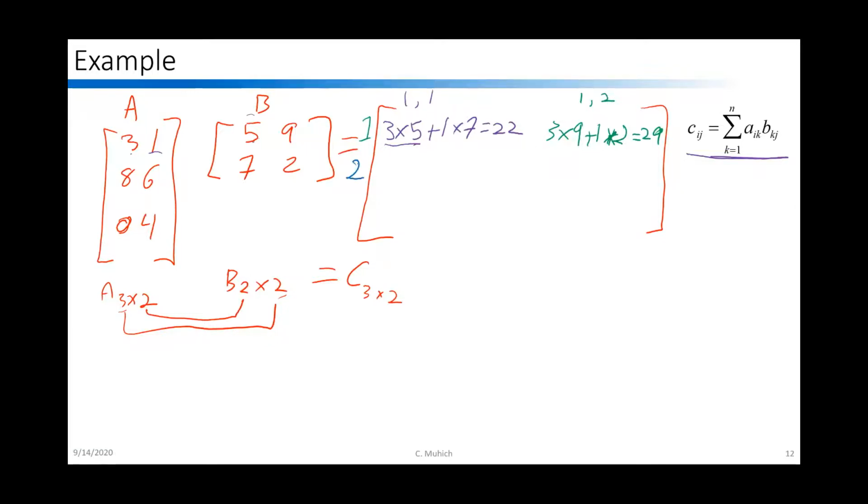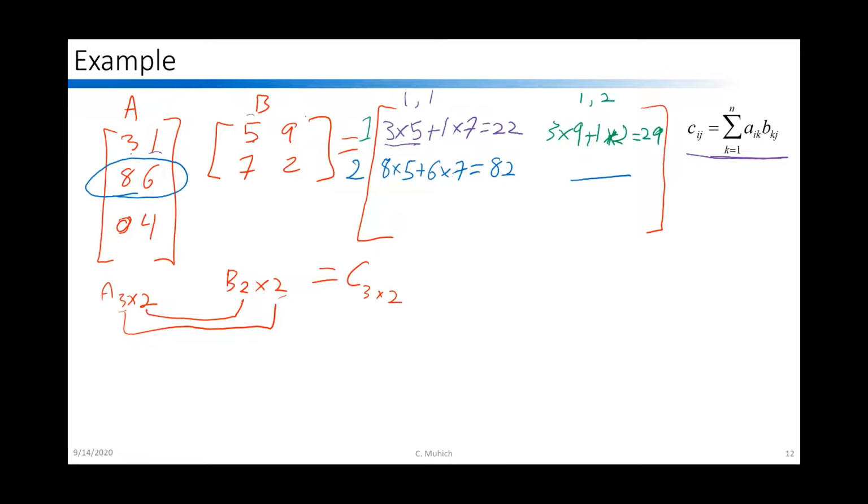So now I'm on to row 2. In this case, I want to take the second row from A, and for the first column of B, I want to take the first column in C. We're going to just do this multiplication out. First element times the second element, so 8 times 5 plus 6 times 7. This is 82.